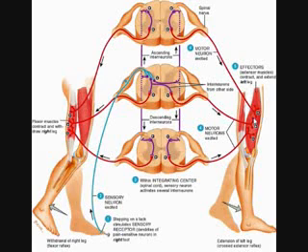So the crossed extensor reflex is a contralateral polysynaptic intersegmental reflex arc because it happens on the opposite side of your body. It uses multiple synapses and it uses multiple segments of the spinal cord.